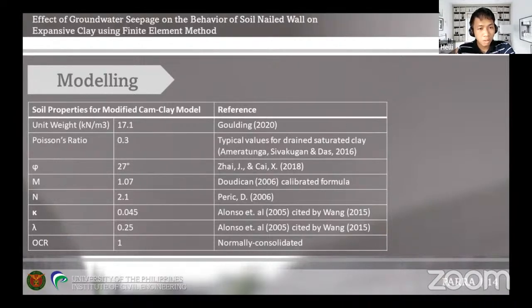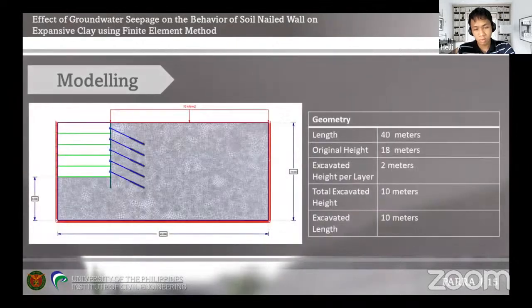Just like what has been mentioned earlier, these values are hard to obtain in this setup, which needs laboratory tests. For the geometry of the soil, here are the dimensions with a length of 40 meters and the height of 18 meters before excavation. Each excavation has a depth of 2 meters with a total of 10 meters and an excavated length of 10 meters.